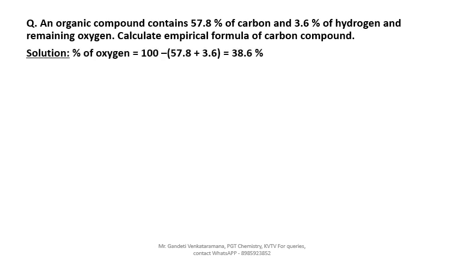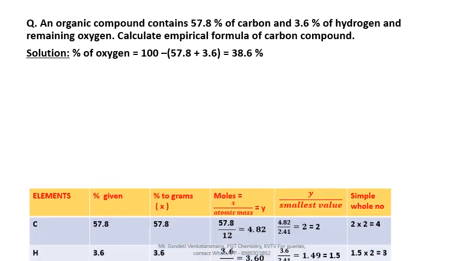Solution. First, percentage of oxygen equals 100. I hope that you can understand. Very simple mathematical steps. 100 is the total percentage, minus the sum of these two. You will get 38.6% of oxygen. Remaining procedure is as it is, the same.